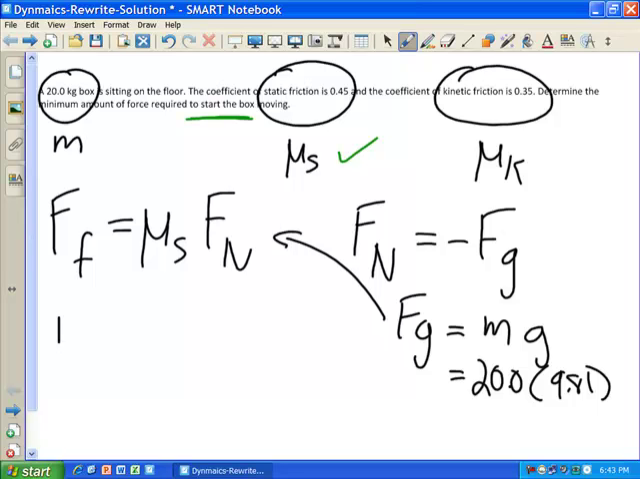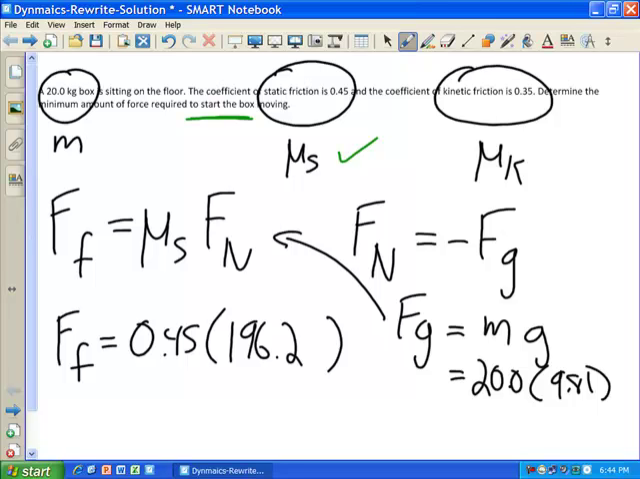Okay? So then I'm going to have, well, what is the frictional force? I've already said it's static, so it's going to be 0.45, and then I'm going to multiply whatever the answer is here. So I'm going to pause the recording, do my math, come right back. So according to my calculator on my phone, I've got 196 newtons of normal force to contend with.